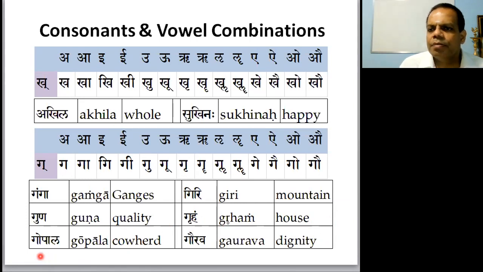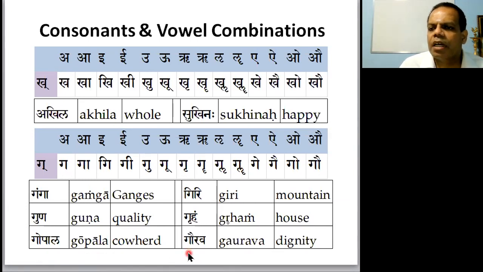The next word is a very common word. Gopala. Go means cow. Pala means one who protects or looks after. So it's a cow herd. Gopala, which is Krishna. There are many meanings for Gopala, but we will not go into those. Just for now, cow herd is good enough, I would say.